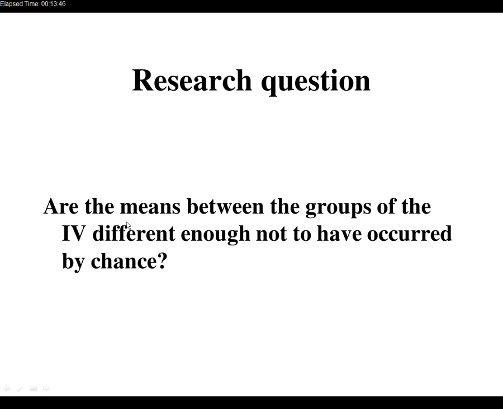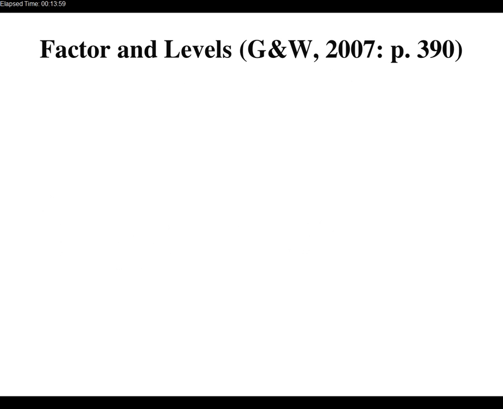Research question: are the means between the groups of the independent variable different enough to have occurred by chance? Or are they significant? Now let's talk about factors and levels for a minute, because you're going to have to know about these, and you read about them in Gravetter and Wallnau.